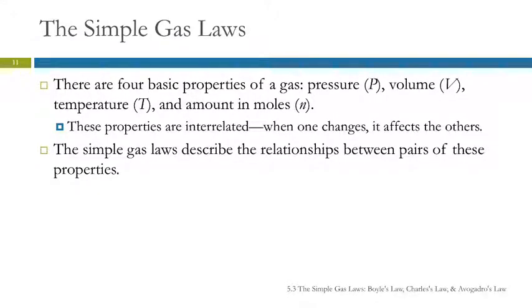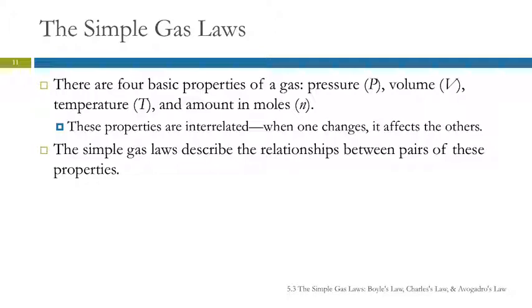There are four basic properties of gases, four things we can measure. Pressure, we use capital P for that. Volume is capital V. The temperature is capital T. And the amount of gas we measure in moles, and that has a symbol N. Those properties are interrelated. If you change one, it's going to affect the others.